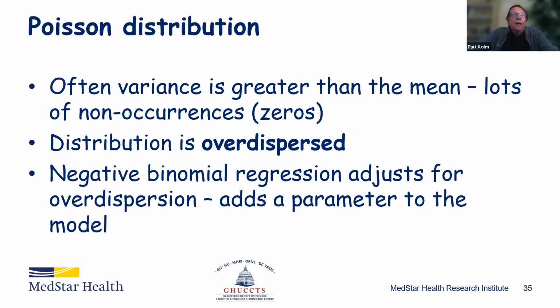So often, particularly in medical data, the variance is greater than the mean. In other words, what that would mean is we have a lot of zeros. And if this is the case, then we say that the Poisson distribution is over dispersed. And if that's the case, then we use a different statistical analysis called negative binomial regression. And basically what this does is that there's a parameter added to the regression equation that adjusts for over dispersion. I'll give an example of that.